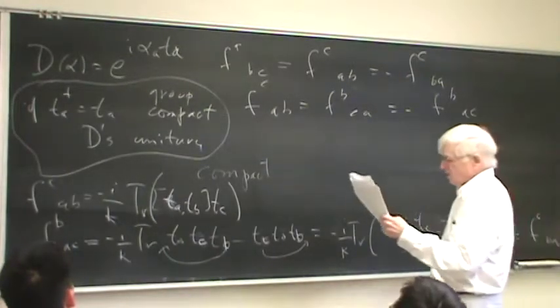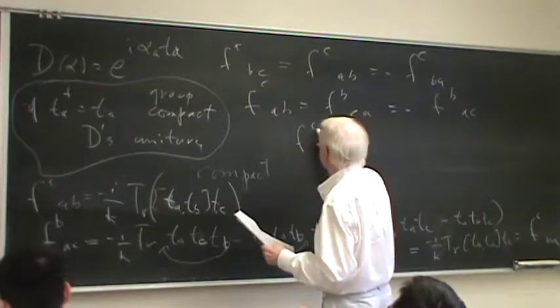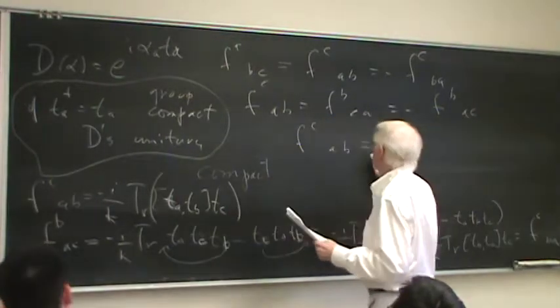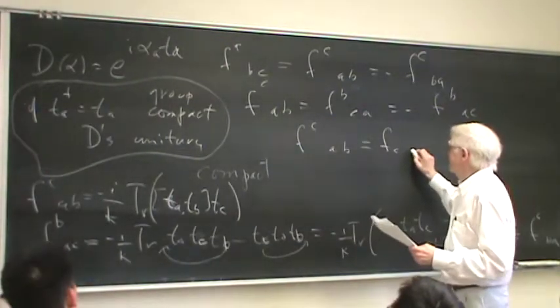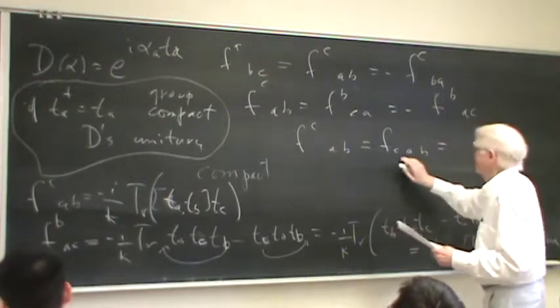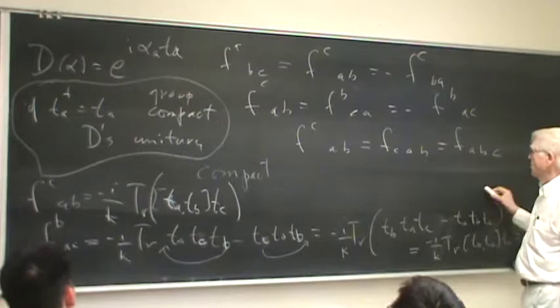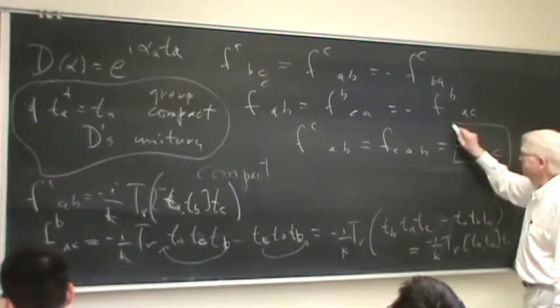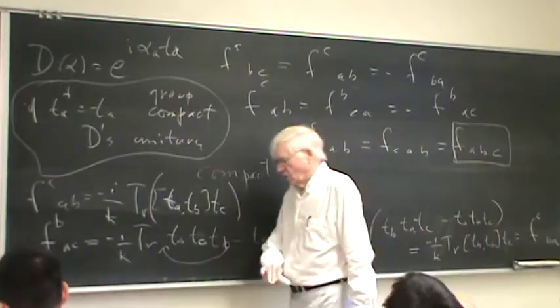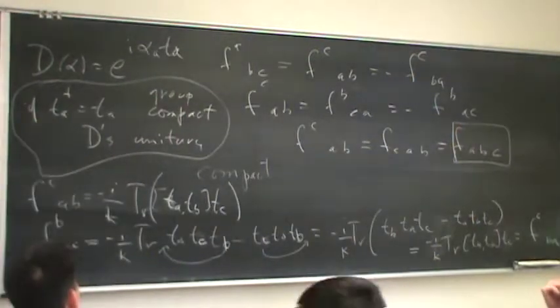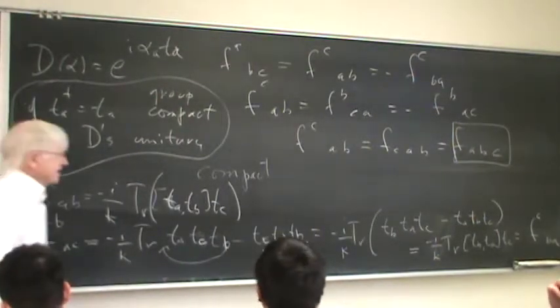And so then what one does is one just says that F^{CAB}, you can just write this as F_{CAB}, which is the same thing since it's totally anti-symmetric as F_{ABC}. So for compact groups, one can just write the thing this way, all indices down, and it's totally anti-symmetric.